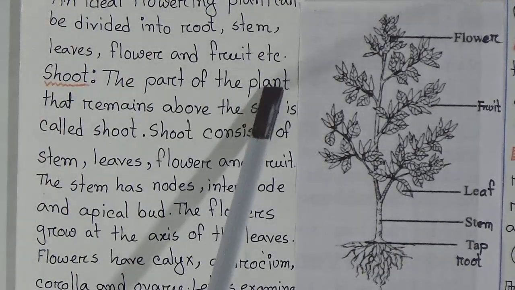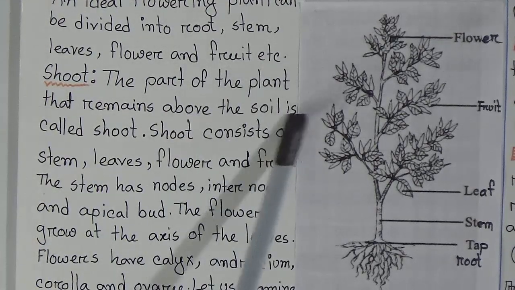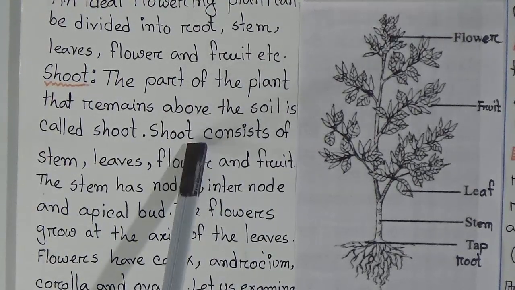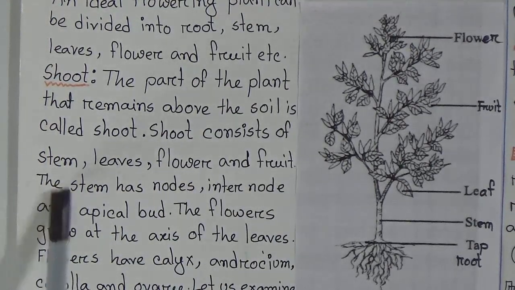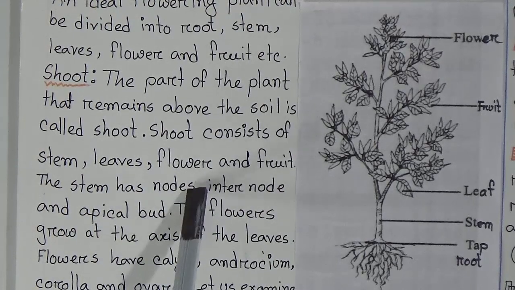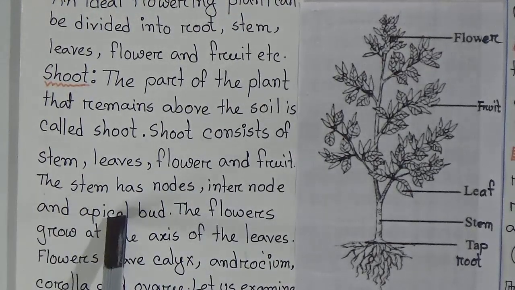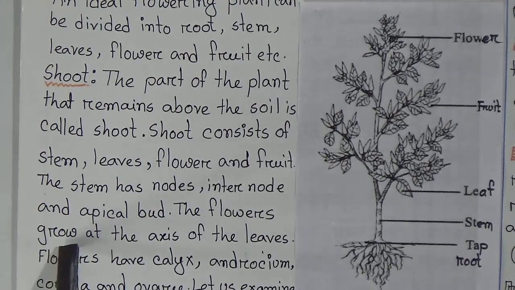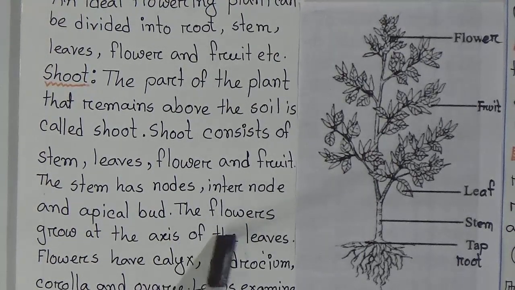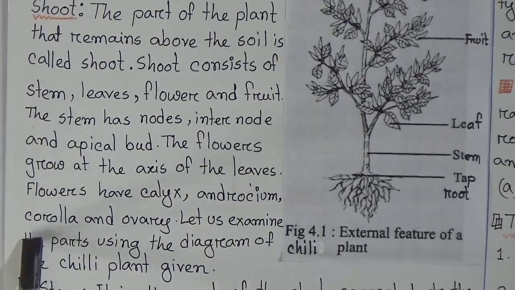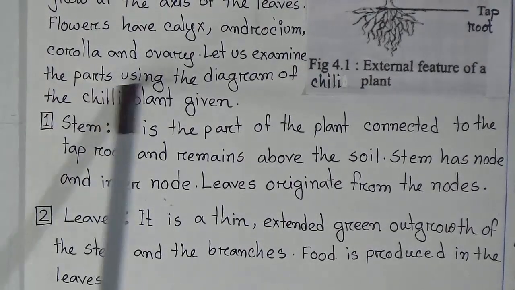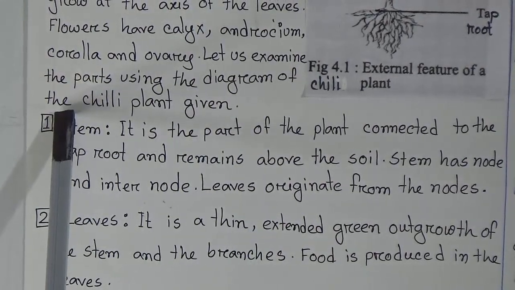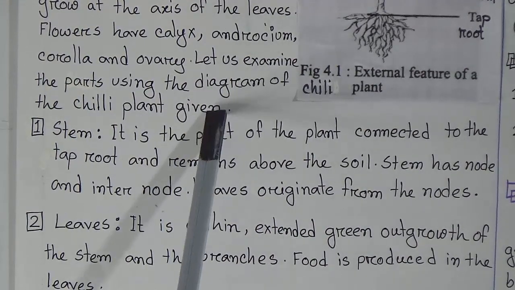The part of the plant that remains above the soil is called shoot. Shoot consists of stem, leaves, flower and fruit. The stem has nodes, internodes and apical bud. The flowers grow at the axil of the leaves. Flowers have calyx, androecium, corolla and ovary. Let us examine the parts using the diagram of the chilli plant given.